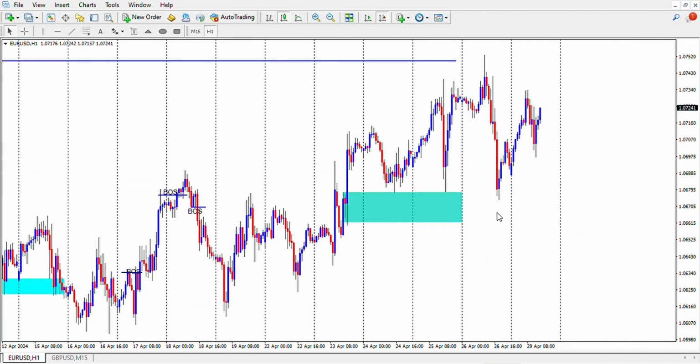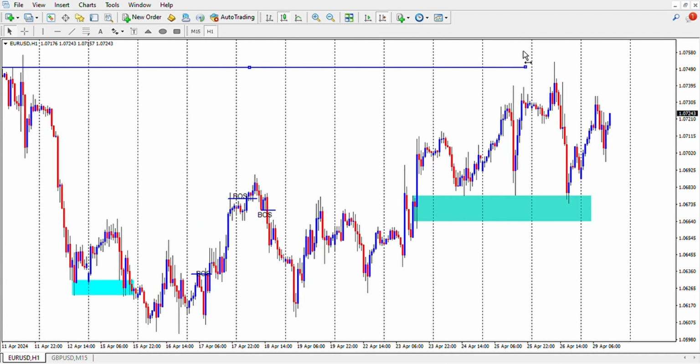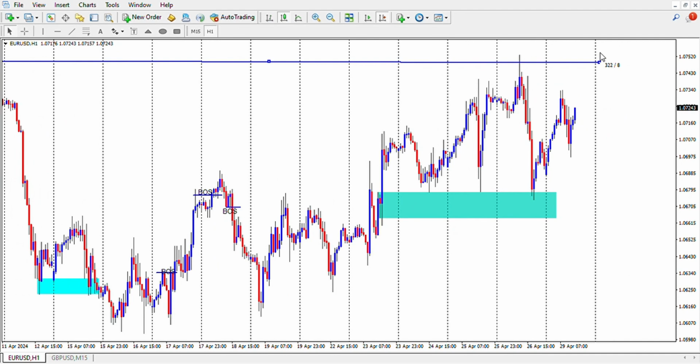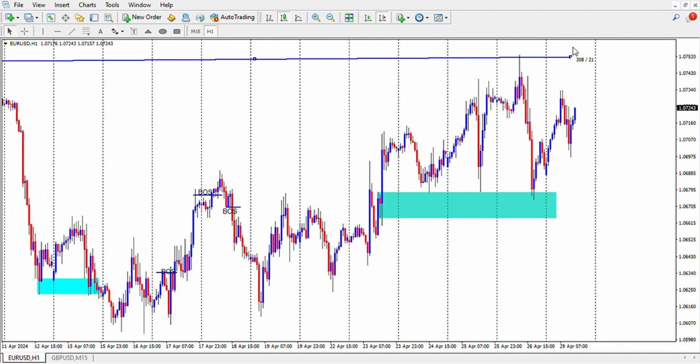Okay, it tapped into this demand zone. After it tapped twice into this demand zone, it's an indication that it's going up. After seeing that it tapped twice in this demand zone, there's a potential of it going up and breaking this liquidity right there.